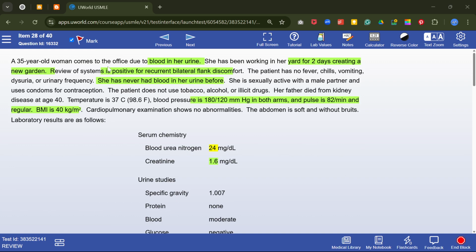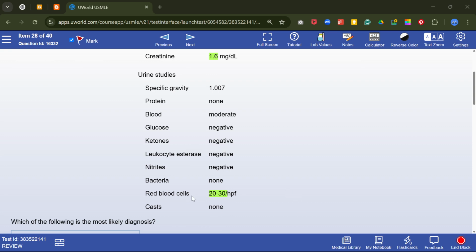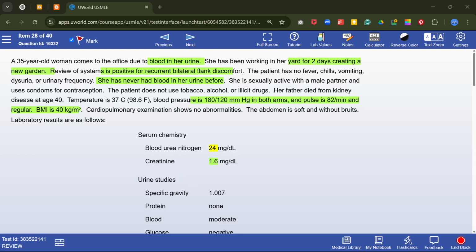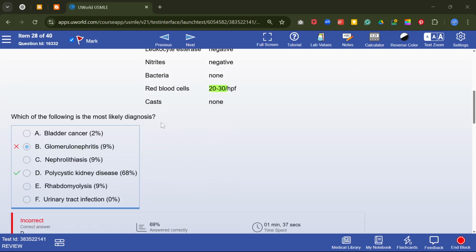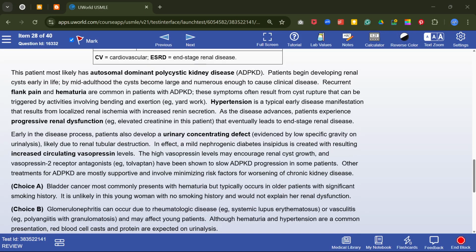Now look at this question. A 35-year-old woman has hematuria, blood in the urine. She has been working in the yard for 2 days, creating a new garden. She is positive for recurrent bilateral flank discomfort. She has hypertension, high BMI, and higher BUN and creatinine. There are RBCs on the urine study. So flank pain, hypertension, hematuria, age over 30 looks like polycystic kidney disease. So I have read all the things.